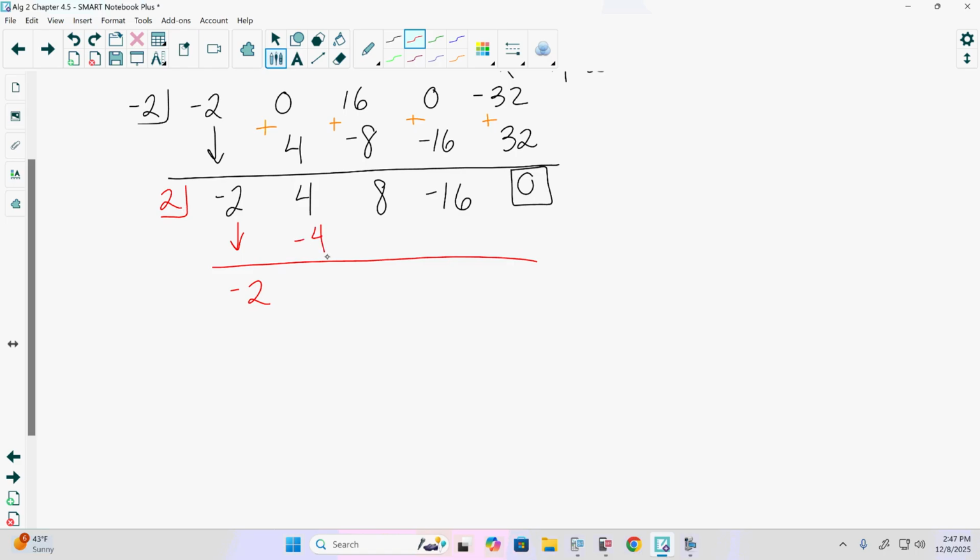2 times negative 2 is negative 4. 4 plus negative 4, 0. 2 times 0 is 0. 8 plus 0 is 8. 2 times 8 is 16. And negative 16 plus 16 is 0. That's what we wanted. We want a remainder of 0, because a remainder of 0 is confirming that it is indeed a solution.